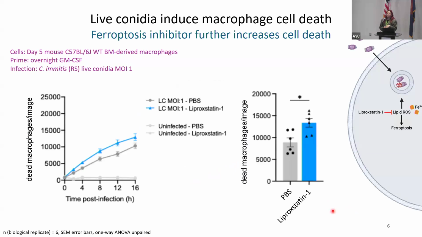So then we considered ferroptosis, which is an iron-dependent form of regulated cell death characterized by the accumulation of lipid hydroperoxides and oxidative damage to the cell membrane. To explore whether ferroptosis might contribute to the death of macrophages here, we used liproxstatin 1, which is a small molecule inhibitor of ferroptosis. And surprisingly, Lip1 did not block macrophage cell death, but instead increased death.